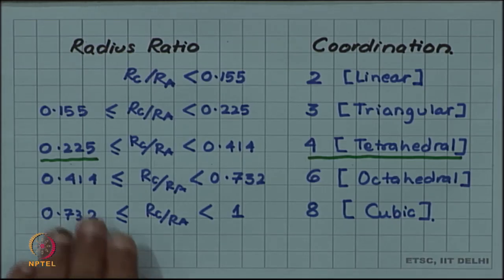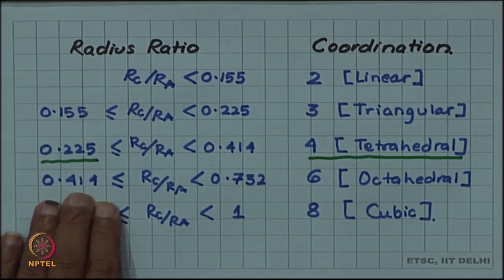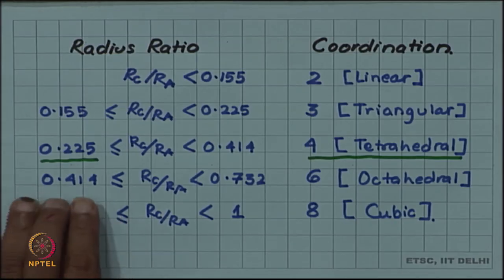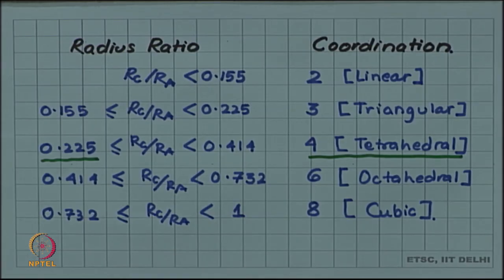Same argument goes for 0.414, it is the largest sphere which will fit in an octahedral void in closed packed structure, but it is the minimum ratio at which the octahedral coordination becomes stable. So, with this we finish this session. We will have another session on ionic solids, where we will look at the application of these radius ratio to some real structures.